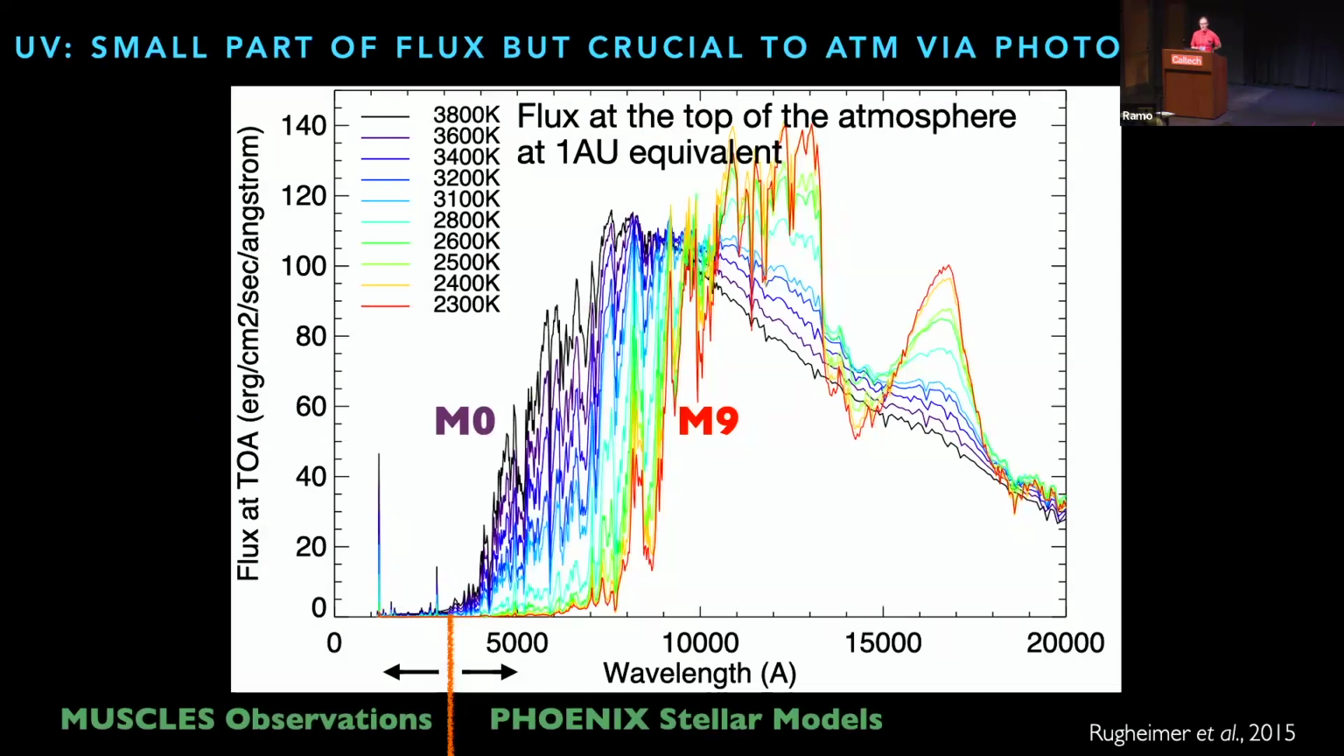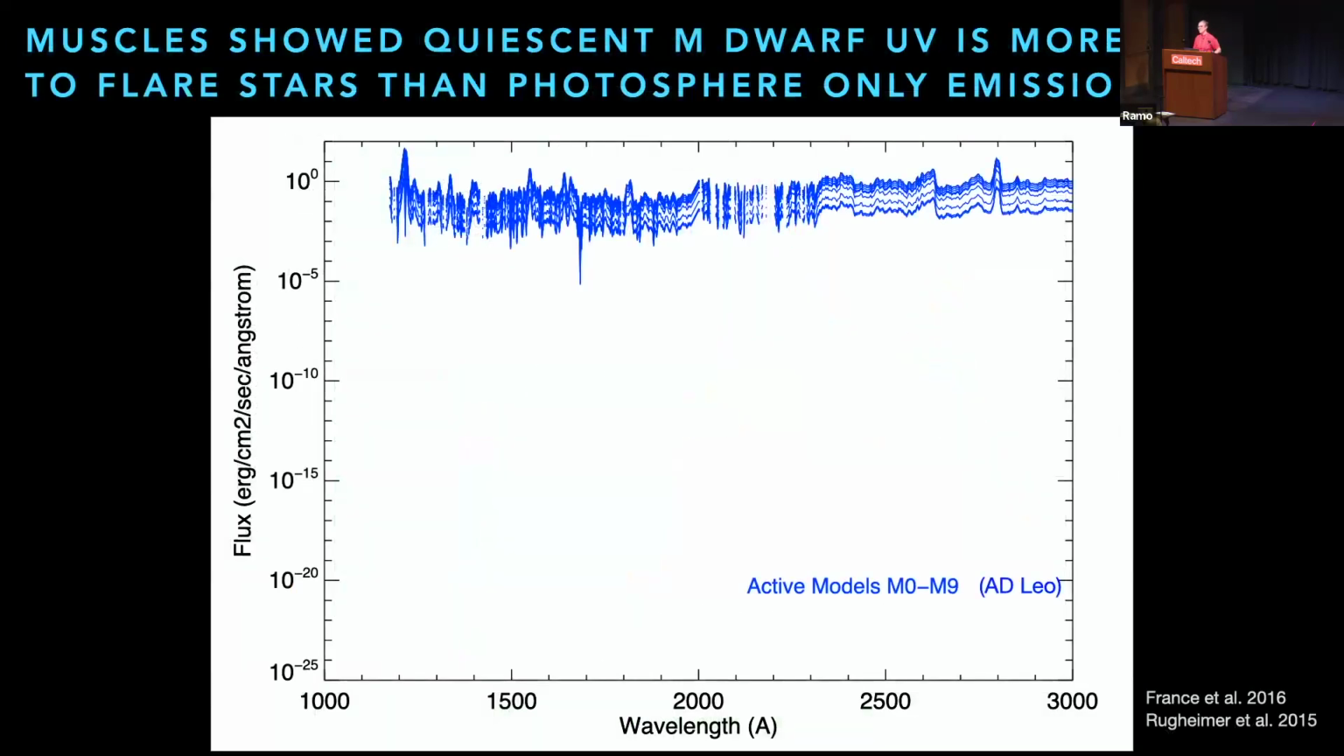Also, it's a small part of the UV flux, but it's really critical to photochemistry. This is just from M stars, where we have more data, with the MUSCLES observations here. It's a small component of the bolometric flux coming into the top of the atmosphere, but it really drives all the photochemistry. And as Kevin also already mentioned, MUSCLES showed that quiescent M dwarfs are very similar to flare stars, more similar than they are not.